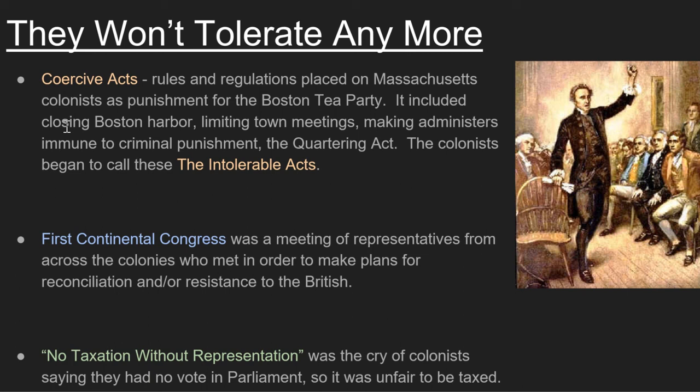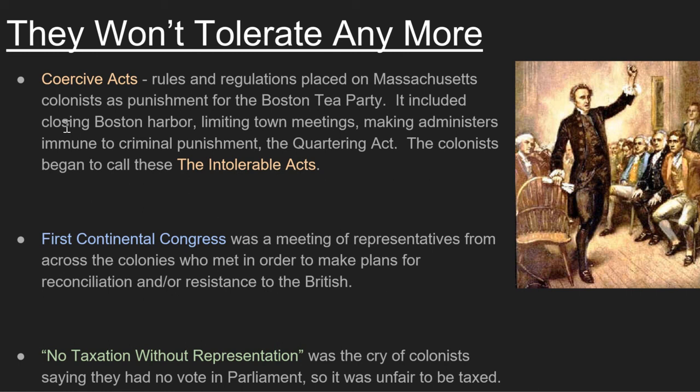They had the Quartering Act, which meant that the British soldiers, who came in droves after this to rule in the city, were now allowed to stay in the homes of these colonial citizens. They obviously didn't like that. And the colonists began to call these acts not the Coercive Acts, they called them the Intolerable Acts.